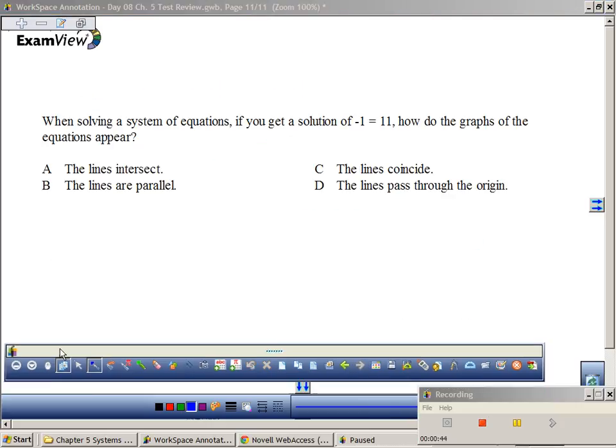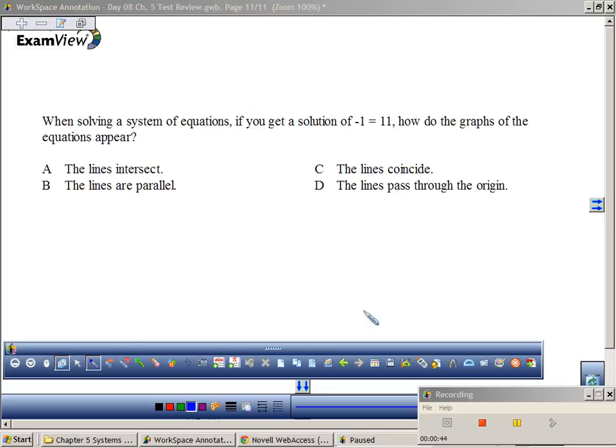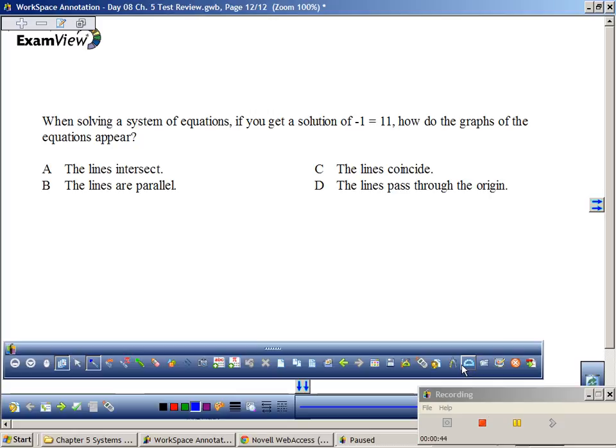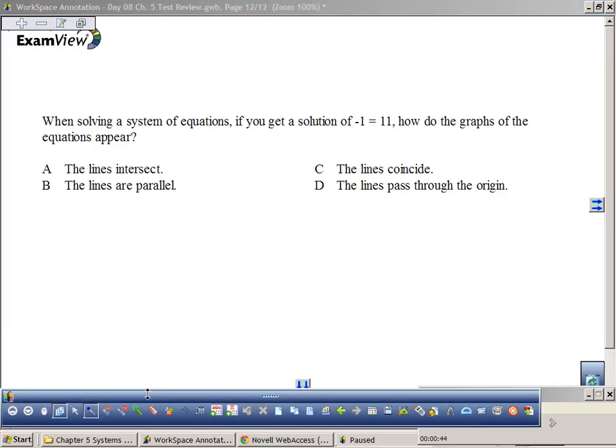Okay, so let's go to our review. Okay, when solving a system of equations, if you get a solution of -1 equals 11, how do the graphs of the equations appear? All right, this is a really good question because this explains or demonstrates whether or not you understand what happens when you're manipulating these equations.